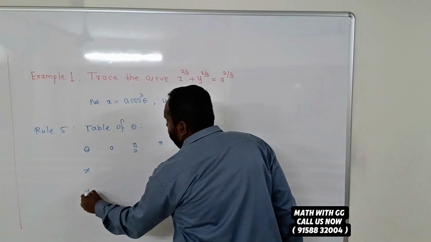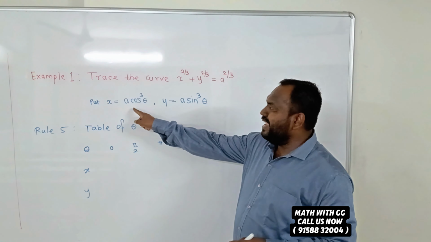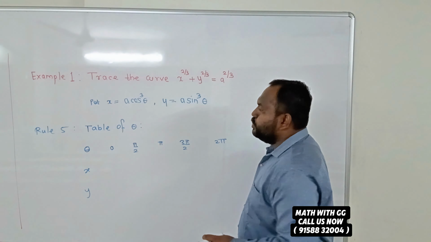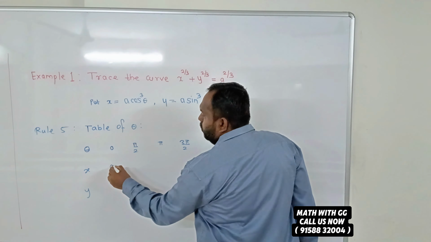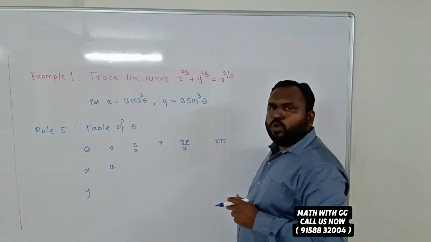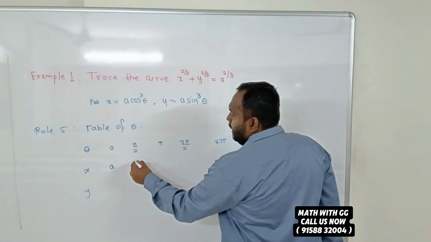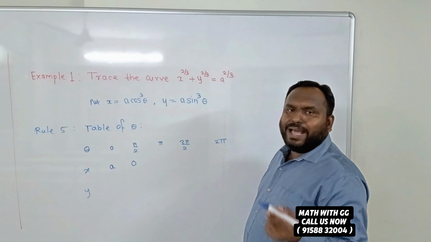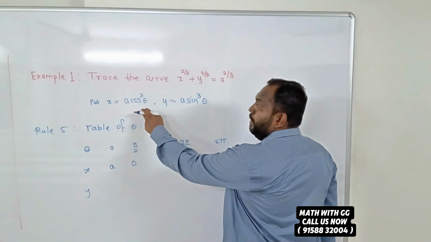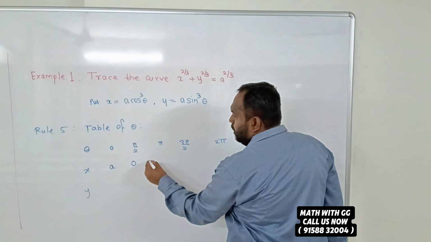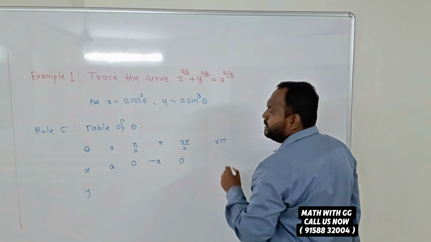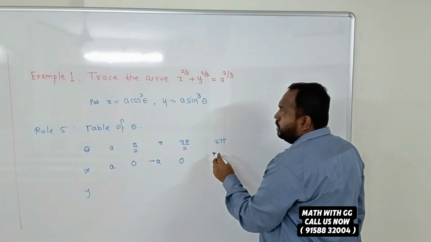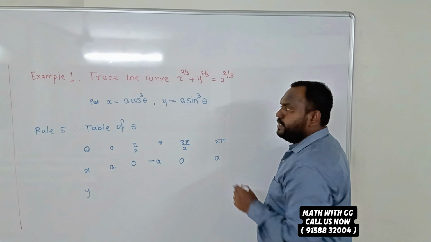Now x and y. If we substitute the value of theta in x, cos 0 is 1, hence x is equal to a. For pi by 2, cos pi by 2 is 0, so x is 0. For pi, cos pi is minus 1, whole cube will be minus 1, so x is minus a. For 3 pi by 2, again cos is 0, therefore x is 0. For 2 pi, cos 2 pi is 1, hence x is a.